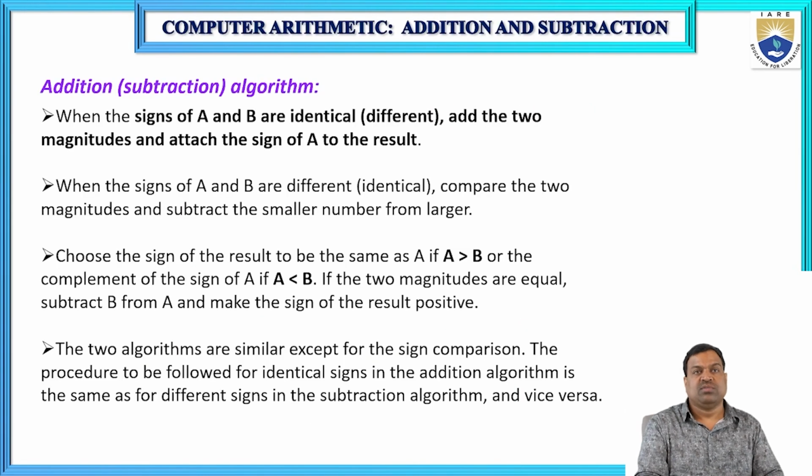Okay. So in the addition or subtraction algorithm, the signs of A and B are either identical or different. When the signs of A and B are different, compare the two magnitudes and subtract the smaller number from the larger. So choose the sign of the result based on A less than B or A greater than B, and the two algorithms are similar except for the sign comparison. The procedure followed for identical signs in the addition algorithm is the same as for different signs in the subtraction algorithm.